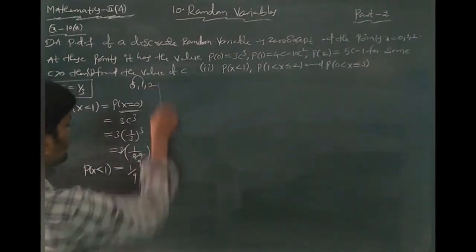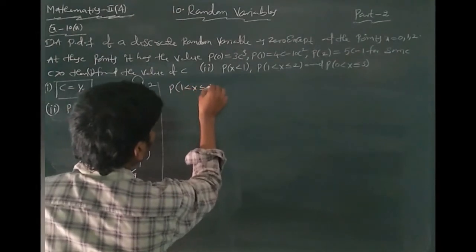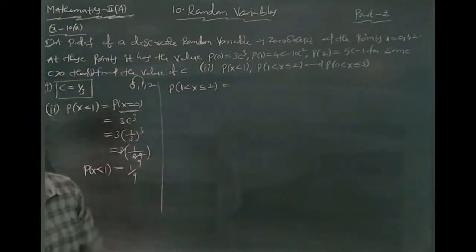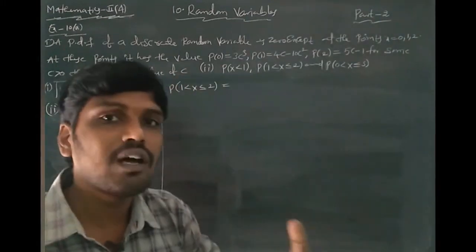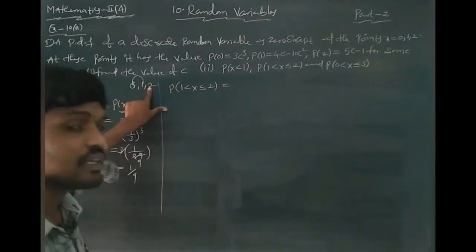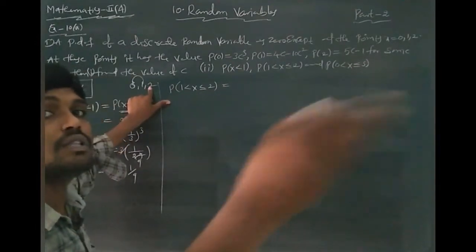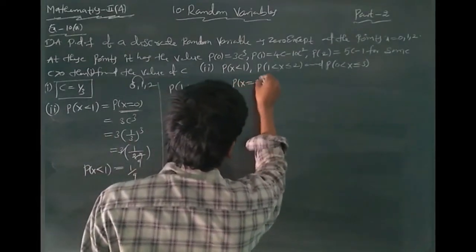First one is completed. Next one is P of 1 less than x less than or equal to 2. What is the meaning of this? The value of x is more than 1 and less than or equal to 2. More than 1 is nothing but 2, equal to 2 is nothing but 2. Only one value is possible, that is P of x equal to 2.